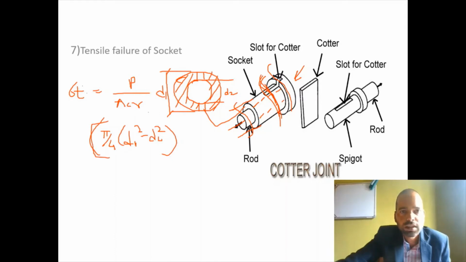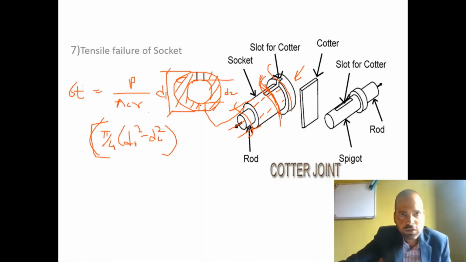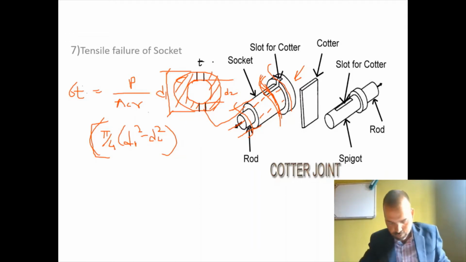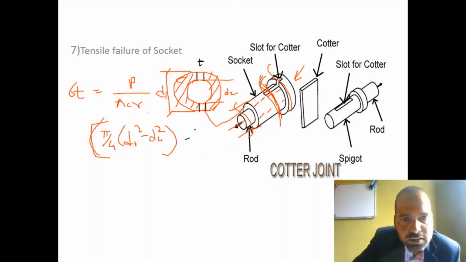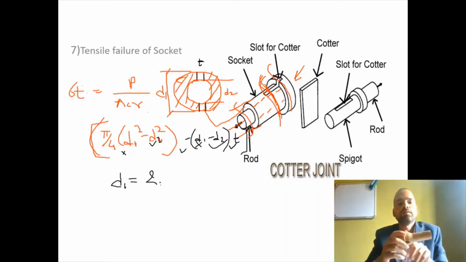So from pi by 4 (D1 square minus D2 square) we have this much area. Out of that area we have to remove the area of this slot. How much is the area of the slot that we have to remove? It has thickness t, right? So we subtract (D1 minus D2) multiplied by thickness t. This is the area we have to subtract from the cross-section area of the circle. From this equation, diameter D2 is known, thickness t is known, and the only unknown is diameter D1. So from this equation we will get diameter D1 of the socket.